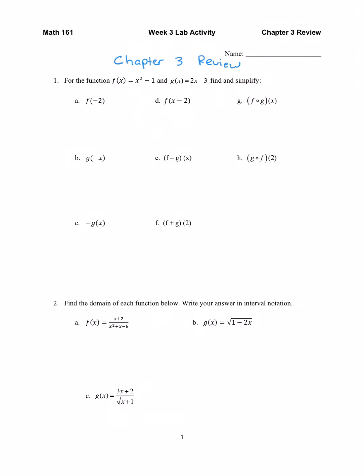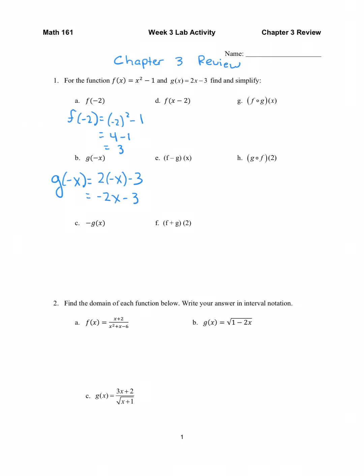And all this means is that wherever we see the x value in our function, we plug in negative 2 instead. For letter B, we need to take a look at the function g this time. Once again, wherever we see an x, we plug in the value of negative x instead. And once we have that, we go ahead and simplify.